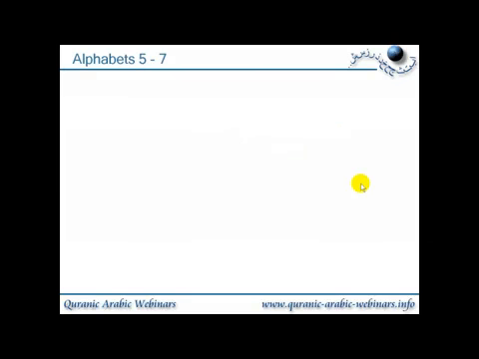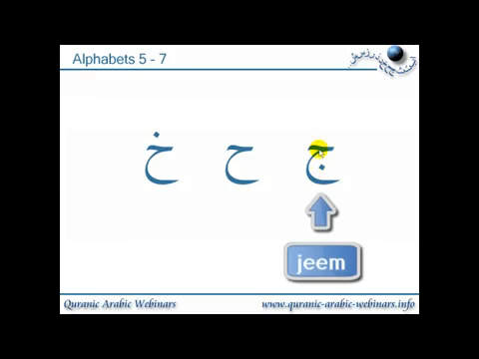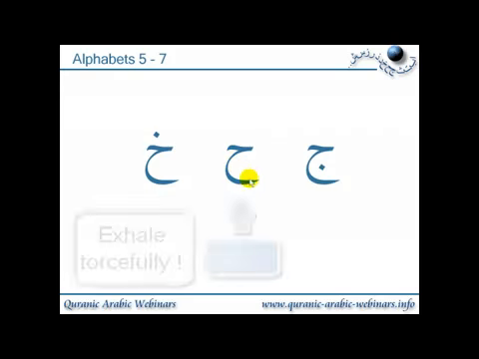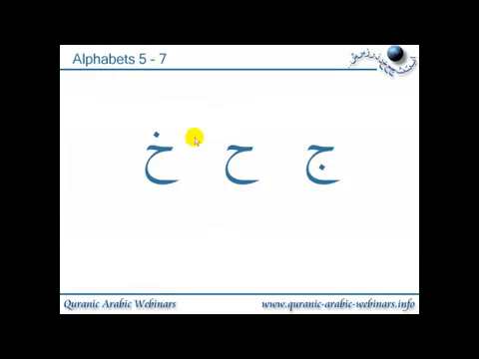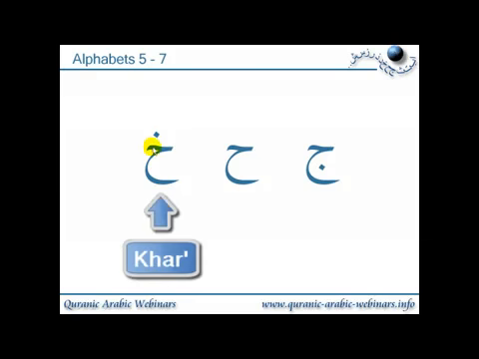Alphabets 5 to 7. Again, these 3 all have the same shapes, just a variation on the dots. The one with 1 dot in the main curve is known as Jim. The second one here is known as Ha. And the third one here is known as Kho.